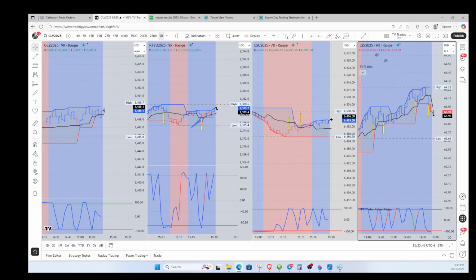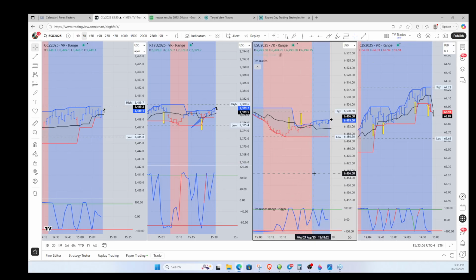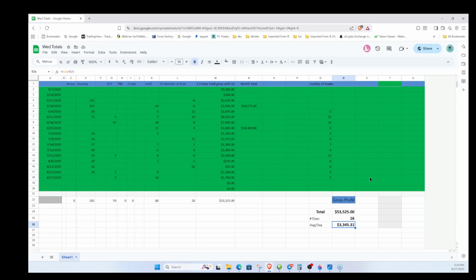Alright, well it's 3:33. Does anybody have any questions? We have about 27 minutes left in this session. Right now, so far with the trades that we've taken, we're up $1,700, I think, something like that. $1,700 with 10 contracts, or $170 with 1 contract.